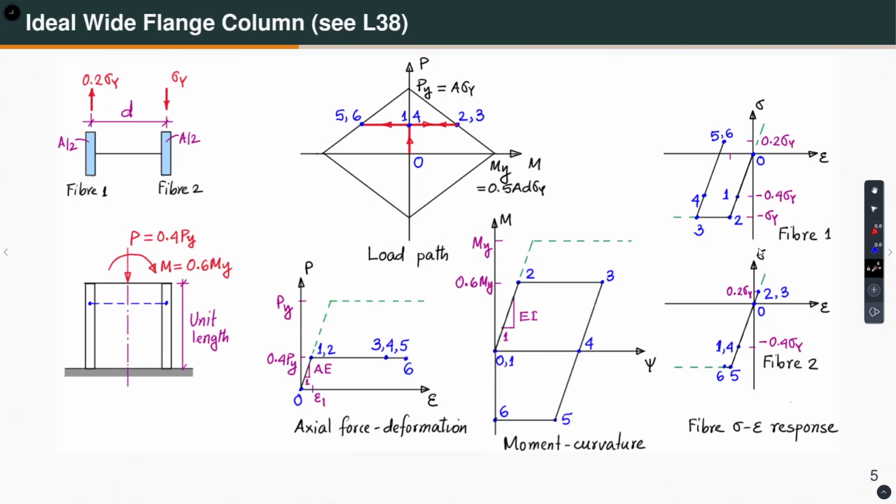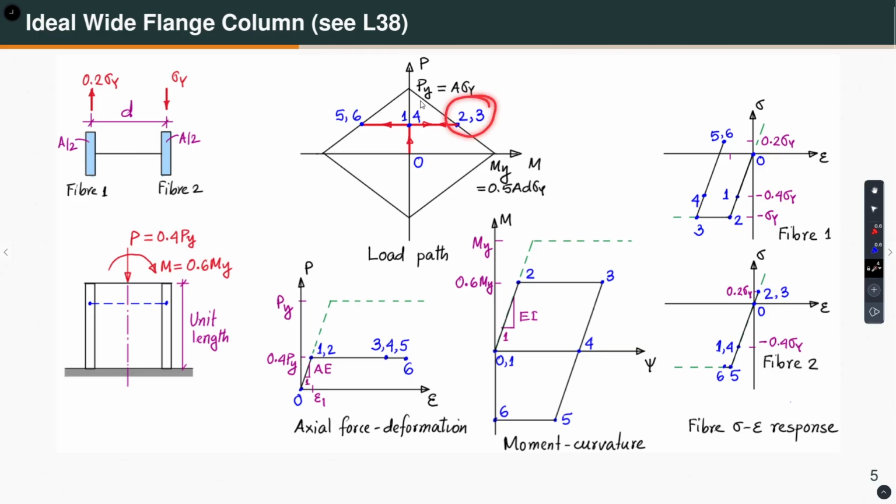So, this is the example that we did in the last lecture. We have one fiber here representing a flange, and this is another fiber representing the other flange. The area I took A by 2 and A by 2. What we did, we applied first some axial load. So, we went to point 1 and then applied moment. So, we went to point 2 on the yield surface, and then we increased the curvature.